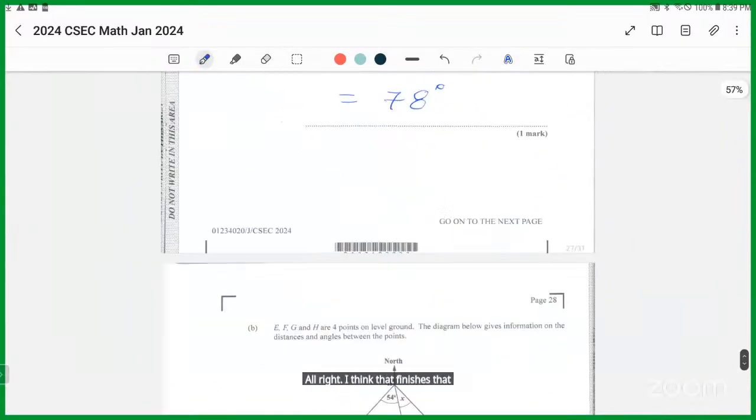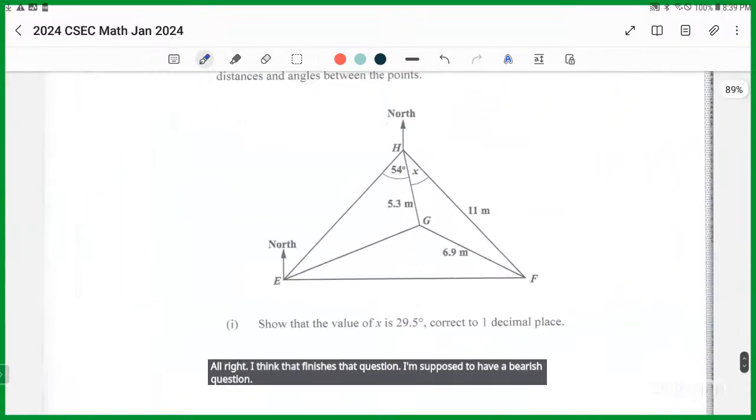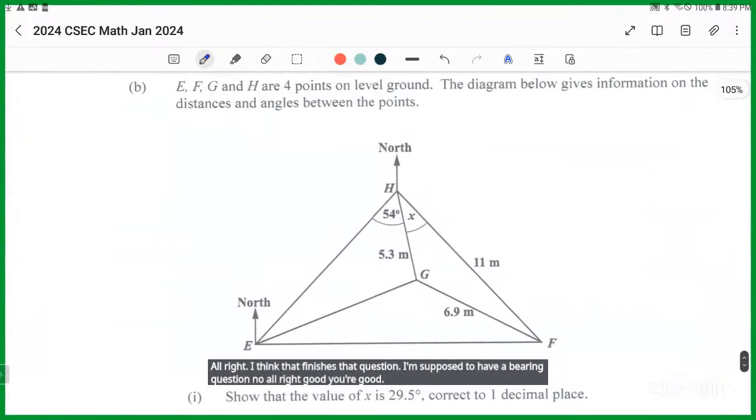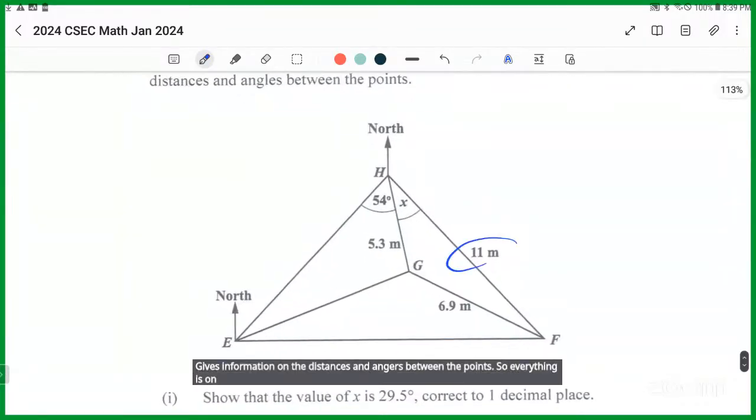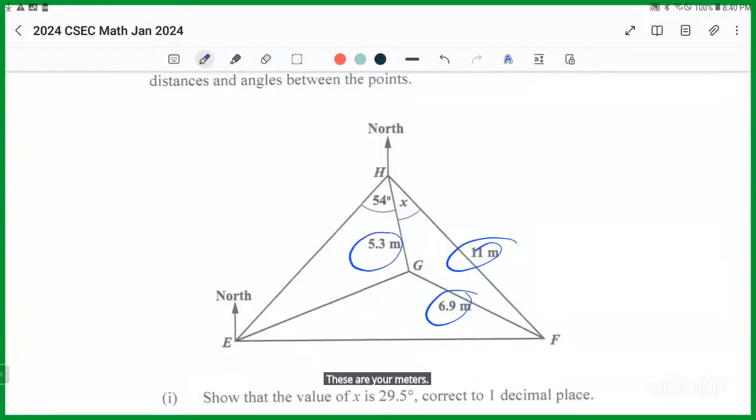I'm supposed to have a bearings question now. All right, good. Here we go. Question says, E, F, G, and H are 4 points on level ground. The diagram below gives information on the distances and angles between the points. So everything is on the diagram. These are your meters, and these are your angles.